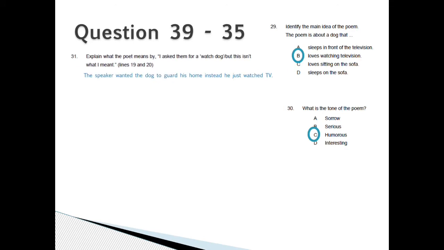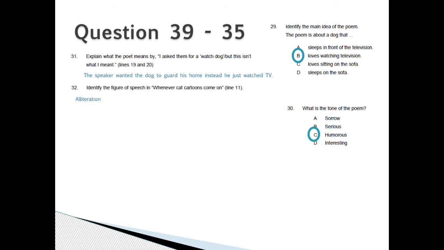The main idea of the poem is that it's about a dog who loves watching TV. Question 29, the answer is B. The tone of the poem is humorous, C for question 30. Question 31, we are asked to explain what the poet means by "I asked them for a watchdog, but this isn't what I meant." We see that the speaker wanted a dog to guard his home. Instead, he just watched TV.